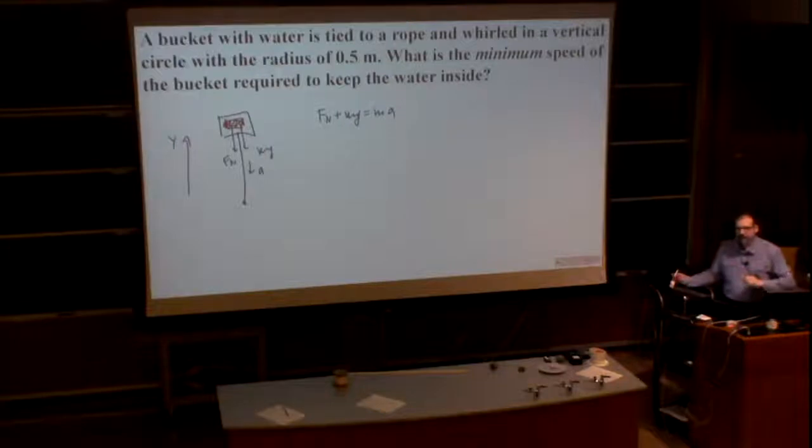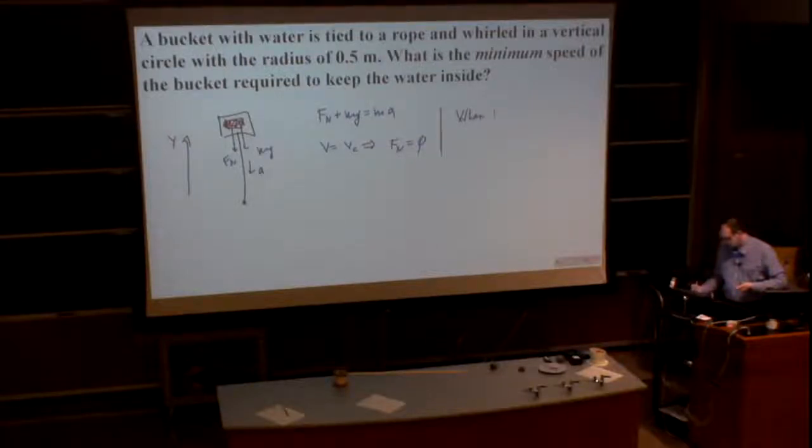That's the critical regime. That's the critical situation. After that, if we start moving it even slower, that's it. It falls out. So when velocity reaches critical value, hence normal force reaches its own critical value, which is zero. So this is our equation. When normal force becomes equal to zero, mg should be equal to ma, or g should be equal to a, or g should be equal to v squared over r. So that critical speed should be equal to this.